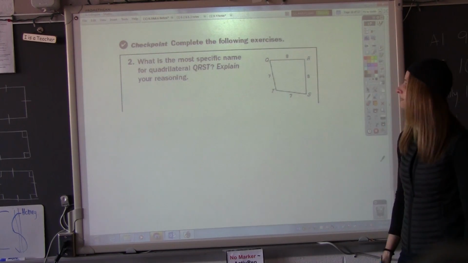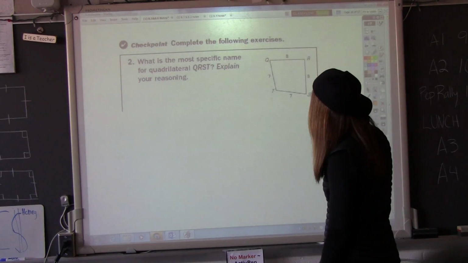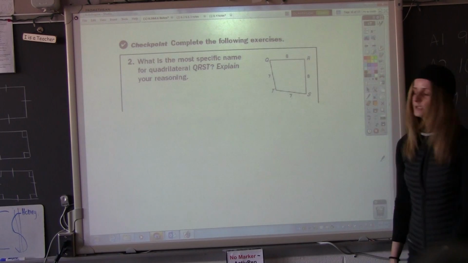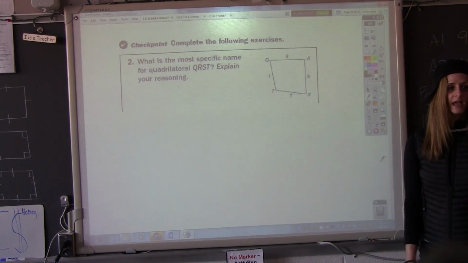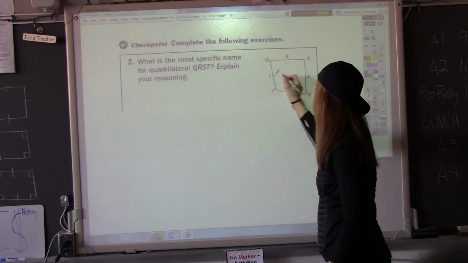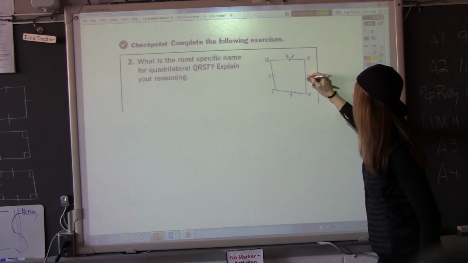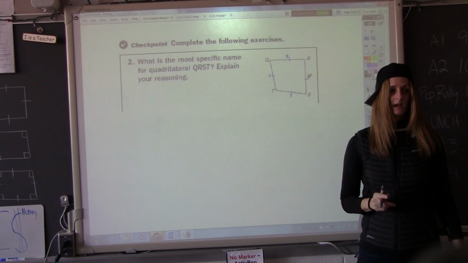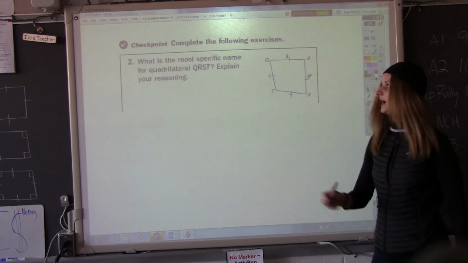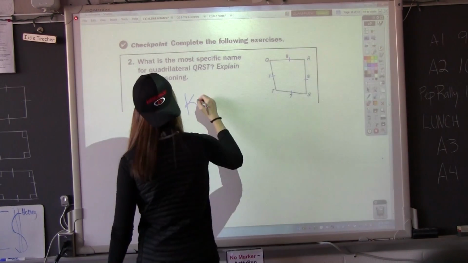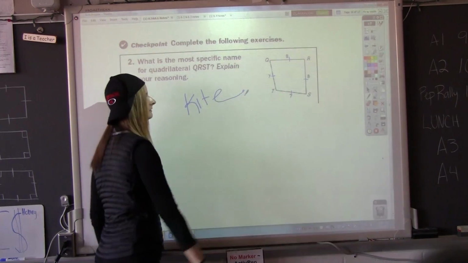Okay. What's this? Secret phrase. Oh, it's not a secret phrase. It's a quadrilateral. More specifically, it is a rhombus. No. We've got consecutive sides here that are congruent. What's that called? Kite. Very good. What do you have in this class? That's what I thought.